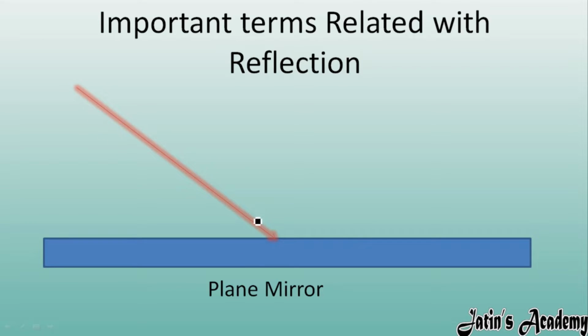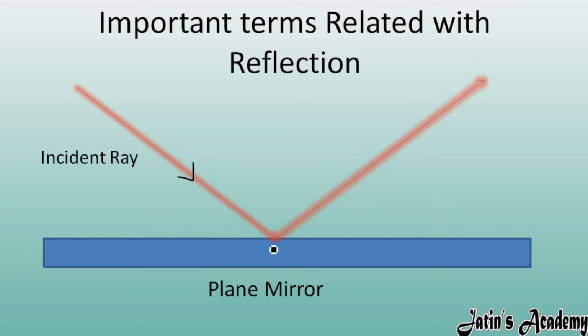Whatever light is going to strike a plane mirror, this light ray is known as the incident ray. Means from outside, the light ray which is striking the plane mirror is the incident ray. After striking the plane mirror, the light ray will reflect back or bounce back in the same medium, and this bounced back light is known as the reflected ray. Okay. Next, we have this.